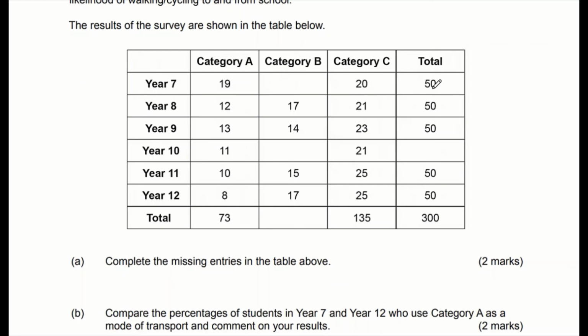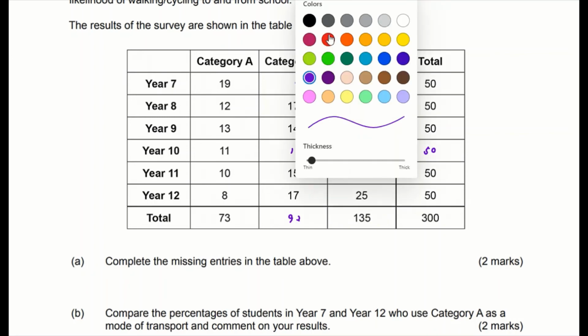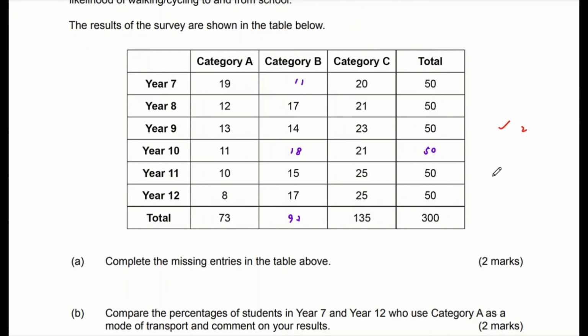So you know this is the total. So 50 minus 19 minus 20, then you can get 11. Then when you move on, the total here is 300. So minus the others, which means it is 250. So this will be 50 as well. 50 minus 21 minus 11, and that will give you 18. So when you add them all together, or you use 300 minus 73 minus 135, you can get 92. Okay, so make sure that you write down everything. If you get at least two correct, then you have 1 mark. If you get all correct, then you will have 2 marks.